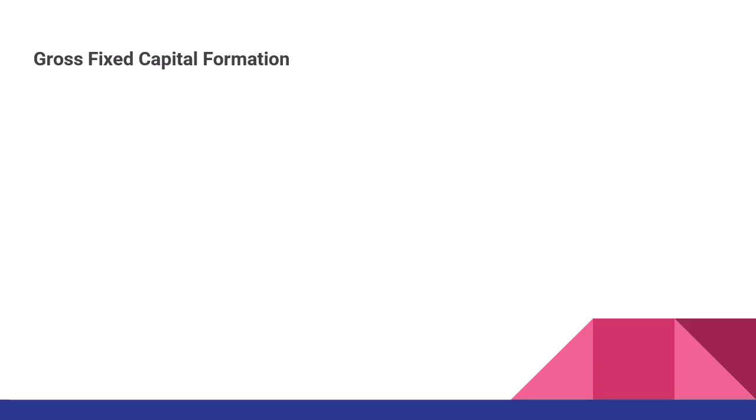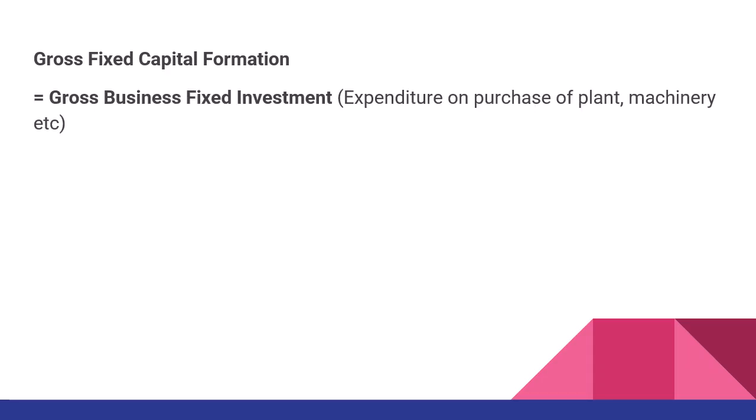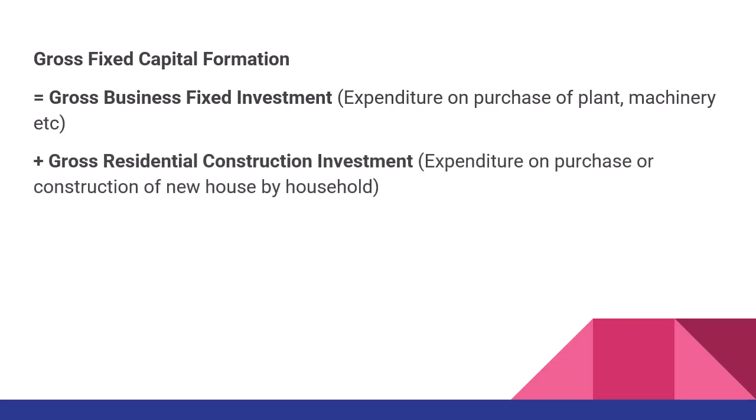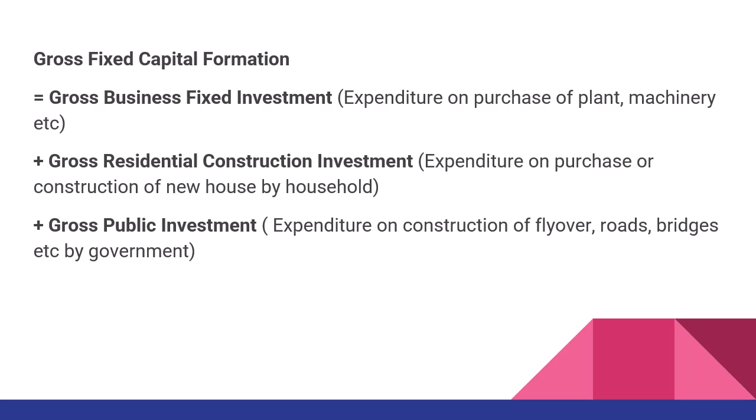Gross fixed capital formation is equal to gross business fixed investment, जो भी expenditure business firms plant और machinery में करती हैं वो. Then gross residential construction investment, जो भी investment household करता है in the construction of new house और may be in purchasing new house, right. Then gross public investment. This is the expenditure incurred by the government on the construction of flyover, roads, bridges, etc. So fixed investment is consisting of fixed investment by all the three sectors.